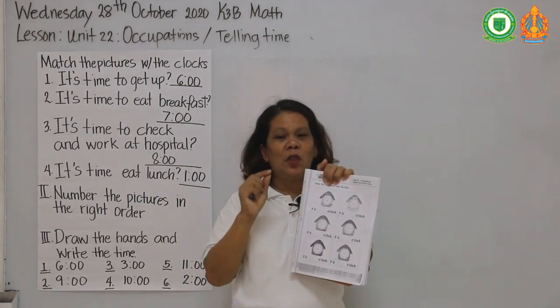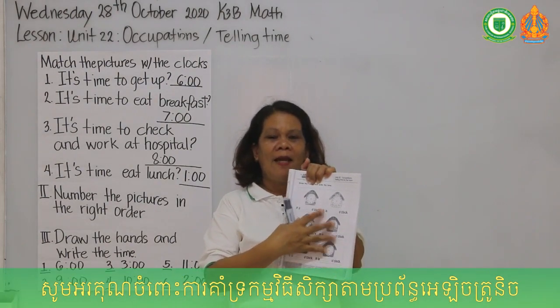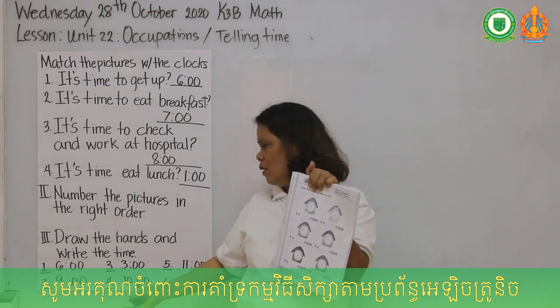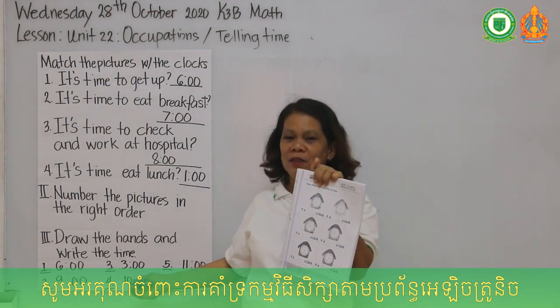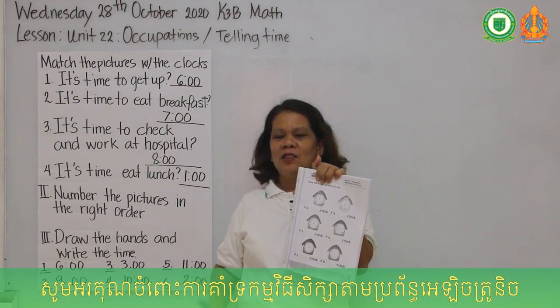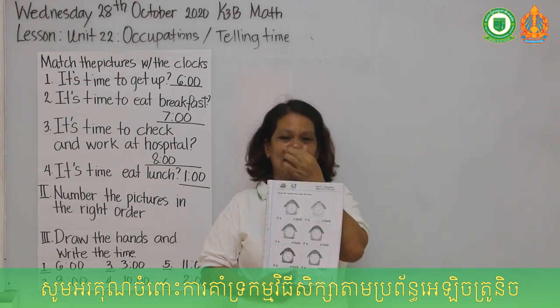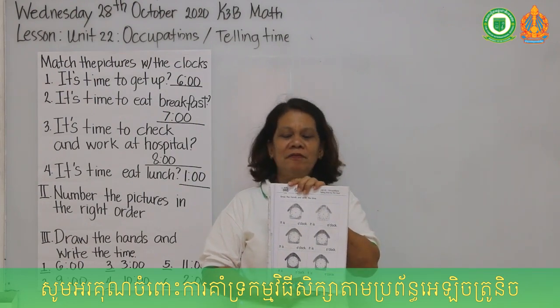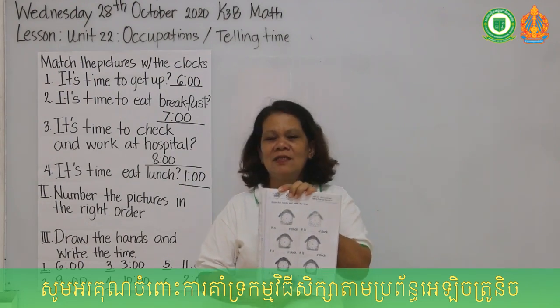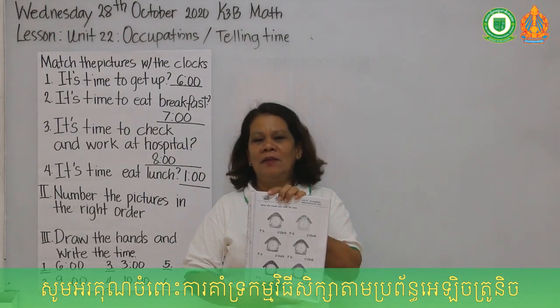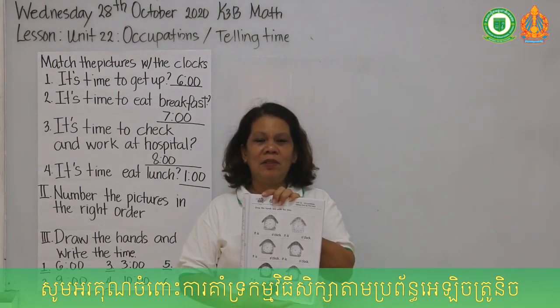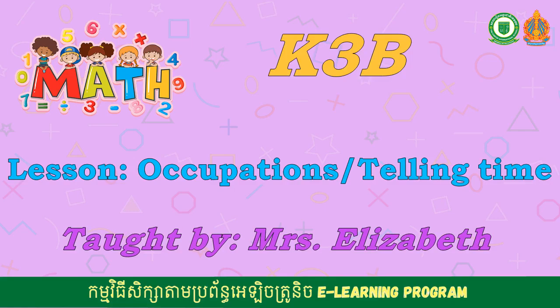Draw the short hand and long hand according to the time that I wrote here. So please do it by yourself so that you know how to tell the time. I will give you 15 minutes to finish your activities, and after that, you're going to send it to me and I'll give you your score. Okay?